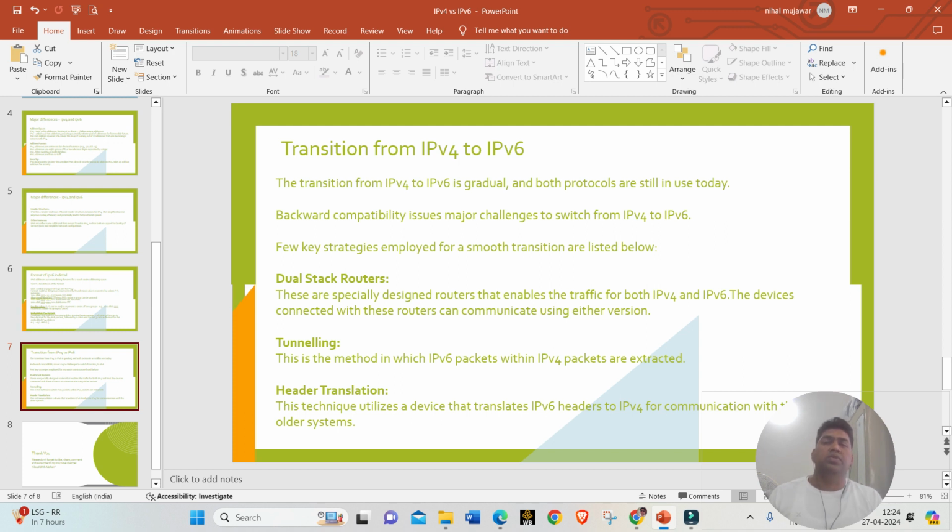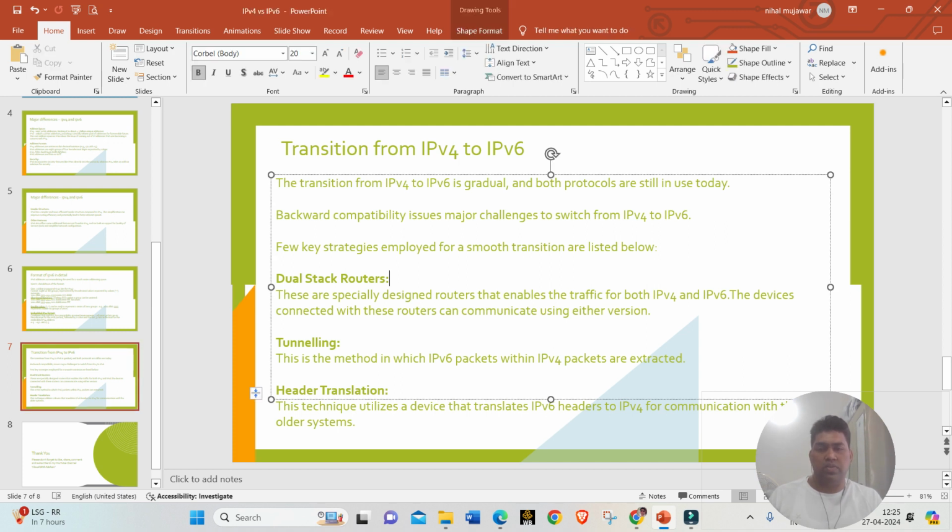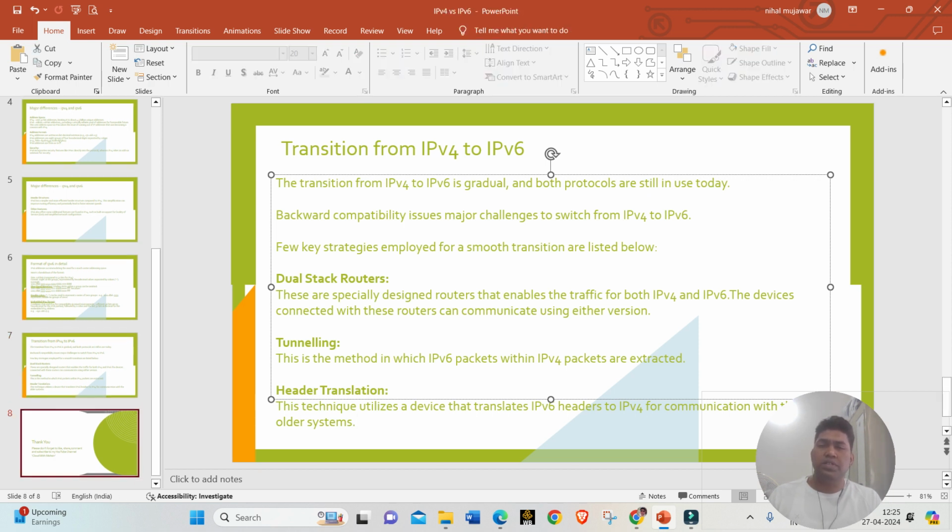However, we can use some strategies like the dual stack router, which uses a specially designed router that communicates in both v4 as well as v6. Tunneling is another way, the method where v6 packets are extracted from v4. And lastly, another technique is header translation, where if we have older systems communicating with version 4, we can use a device that translates version 6 headers to version 4 for communication with the older system.